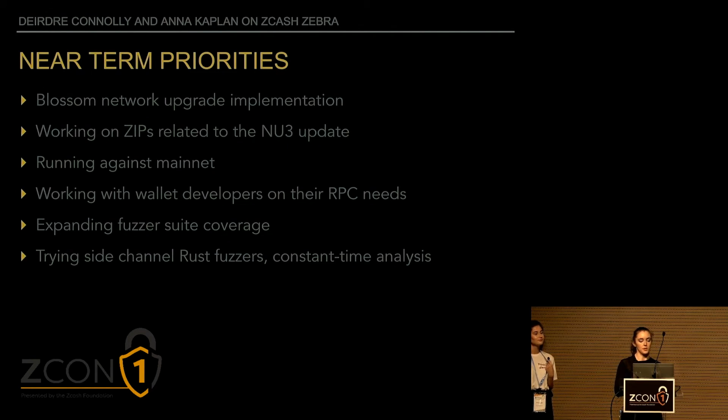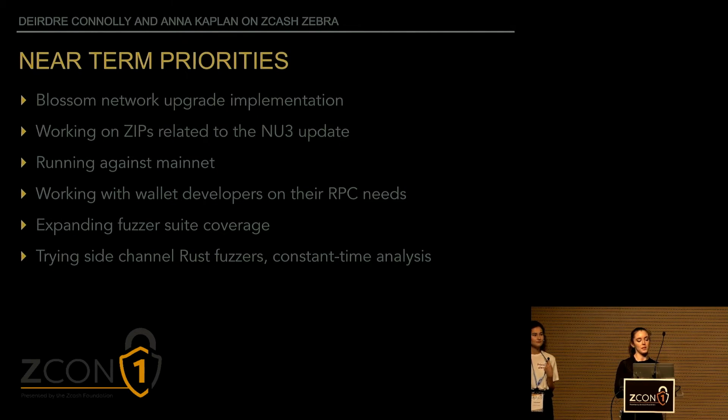Obviously, we want to expand our fuzzer coverage. We're fuzzing our hash functions, which is a very easy thing to fuzz. You just give it random data, and it spits out random data. If you have experience writing fuzzers, please come talk to us, because we would love to get as much coverage as we can.